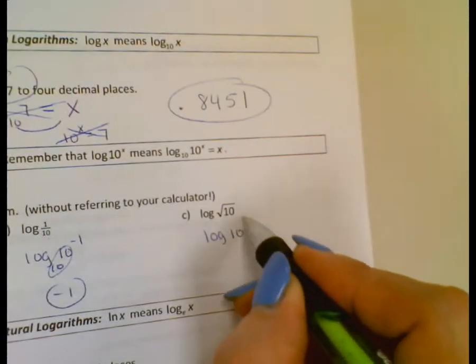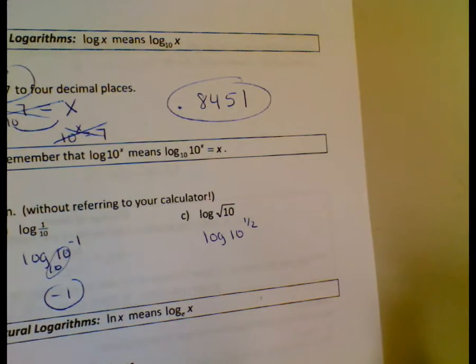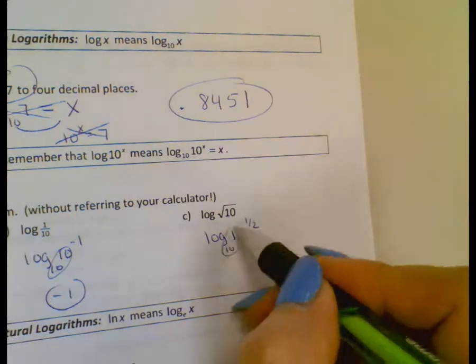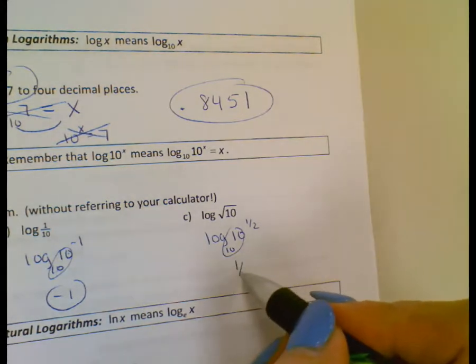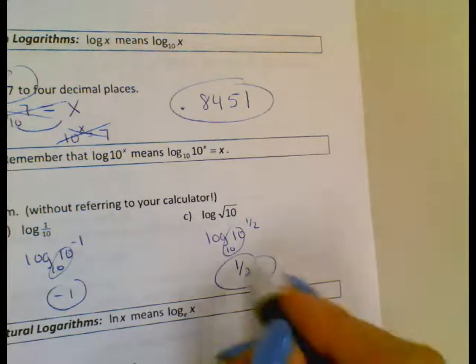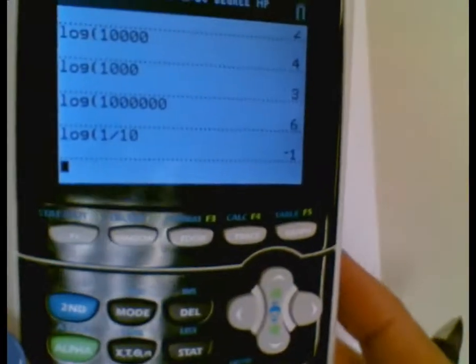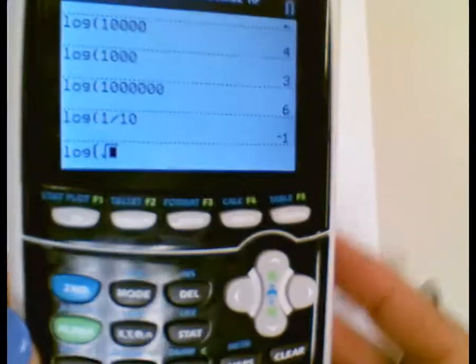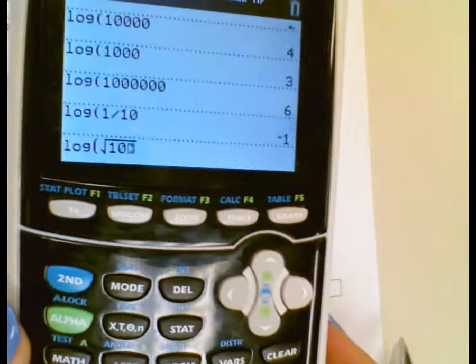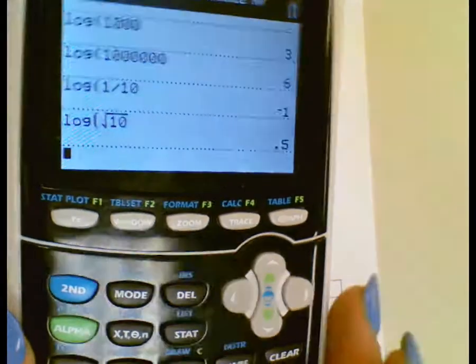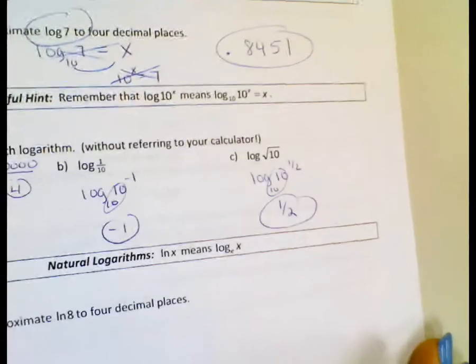Log square root of 10 is really log 10 to the 1/2. You always want to try to get it in a power of 10 if you can. These 10s will be our inverse operation, so your answer should be 1/2. Let's try it. Log square root of 10: 1/2, 0.5.